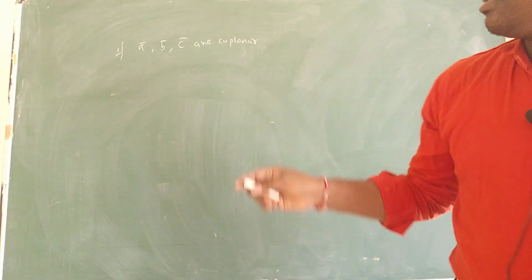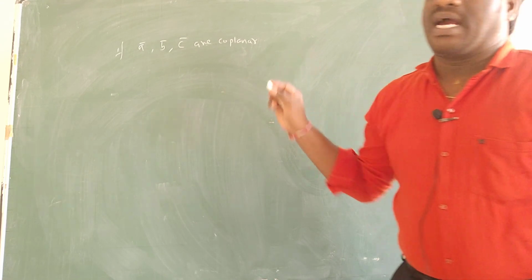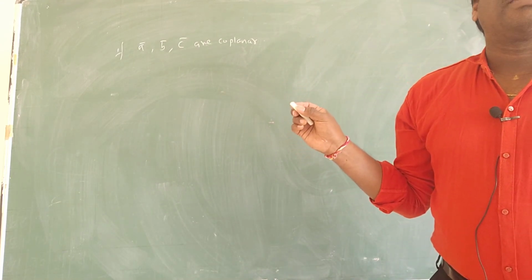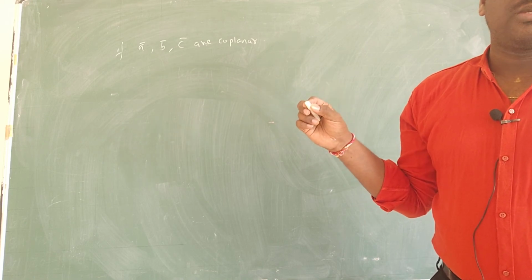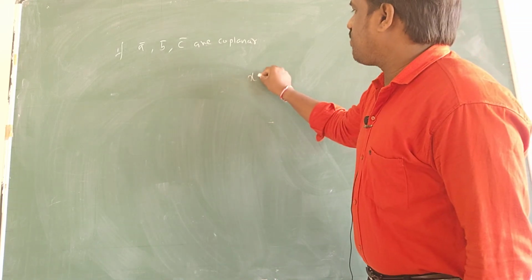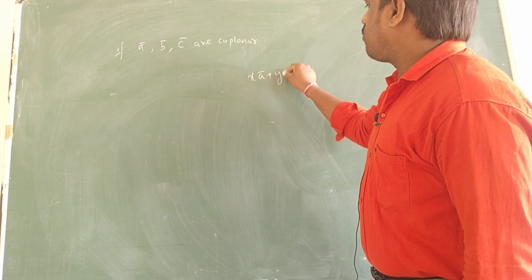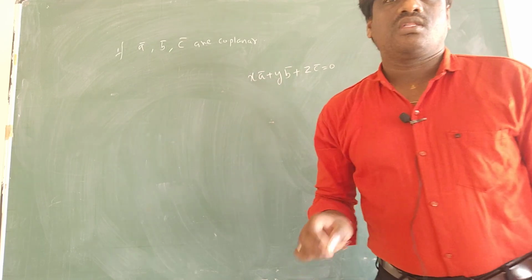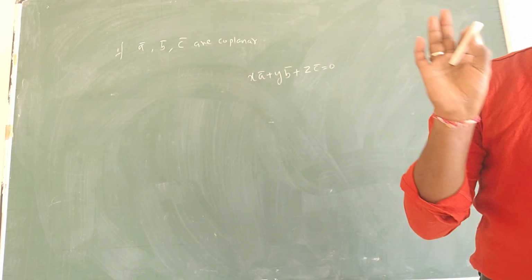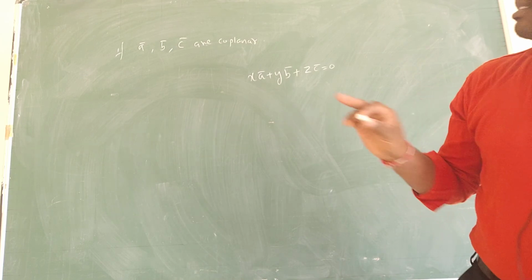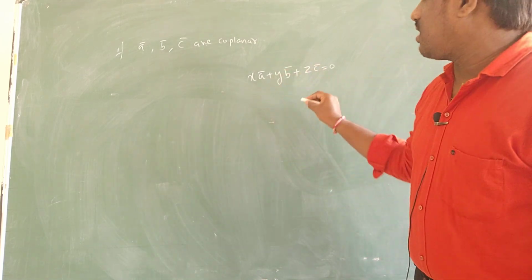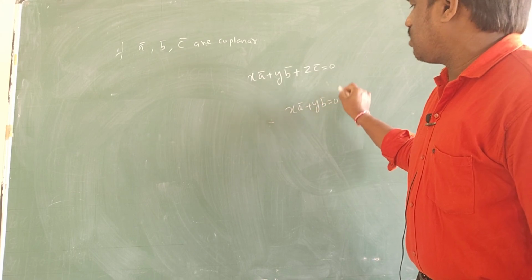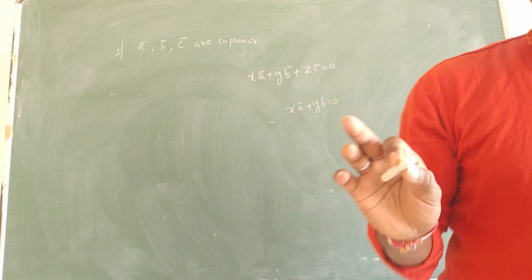It will be asked for 1 mark. If A, B, C vectors are coplanar, expressed in linear combination, what will you write here? X times A vector plus Y times B vector plus Z times C vector is equal to 0. This is what we call a linear combination of vectors. Suppose A, B, two vectors are there. What do you write here? X times A vector plus Y times B vector is equal to 0. Already I also explained these problems.